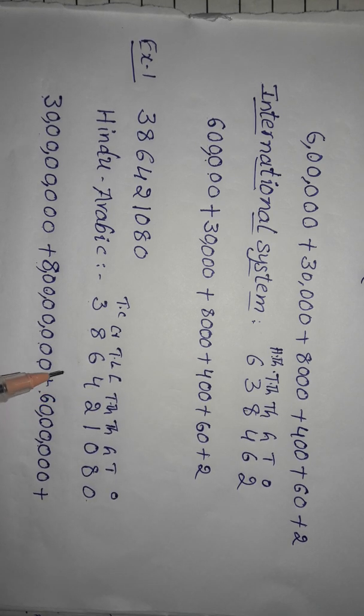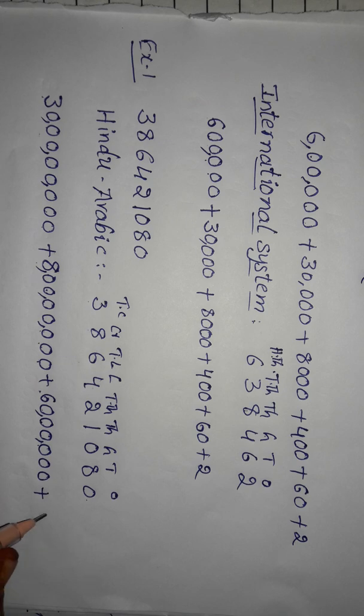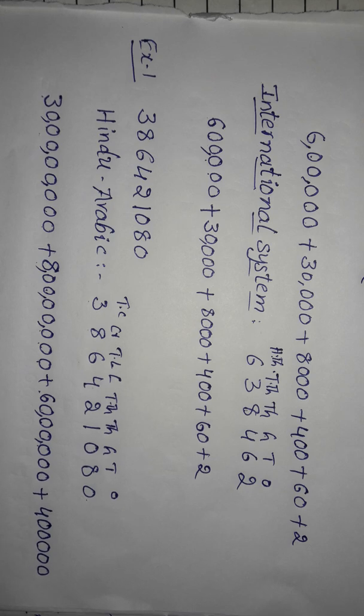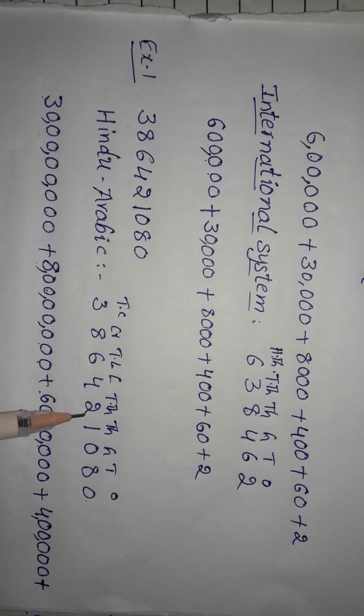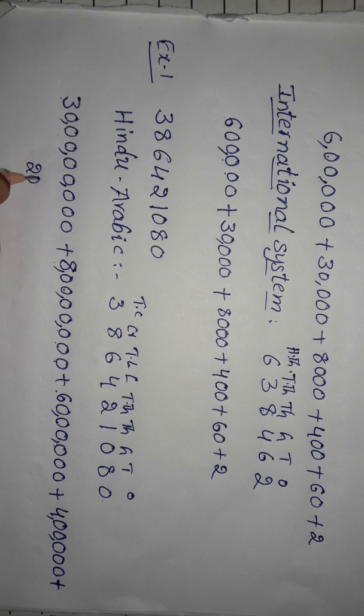Plus, after that which number is there? 4. In which place? Lakhs place. 4 lakhs. After that, 4 after 2. 2 is in which place? 10,000s place. So 2 tens are 20. 20,000.